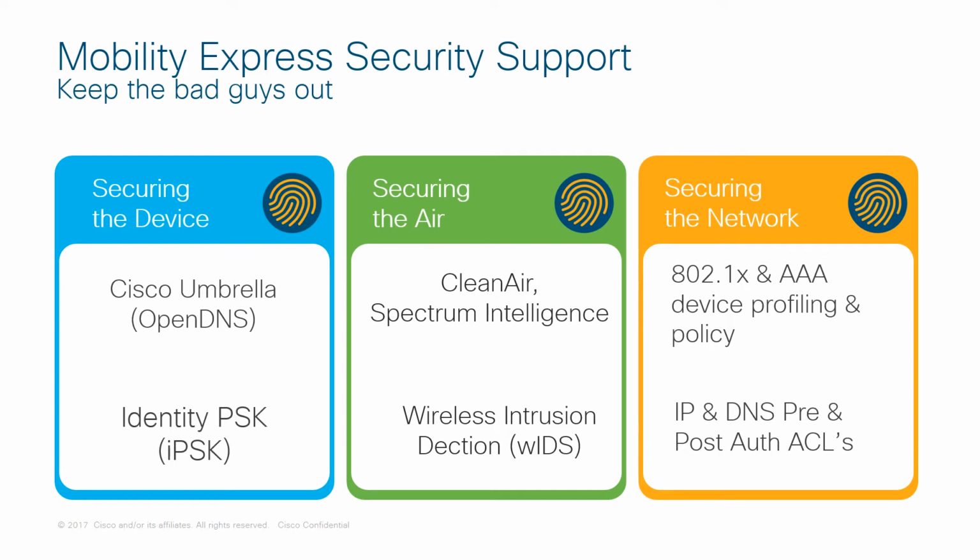With enhancements in AirOS 8.8 MR1 and 8.8 MR2, you can now protect your devices through Umbrella and Identity PSK, called IPSK. Easily protect any device on your network in minutes using Cisco Umbrella integration with Mobility Express. Umbrella is easily deployed in minutes and requires no special security skills. It blocks requests to malicious domains and IPs before a connection is ever made, stopping threats to your network earlier.